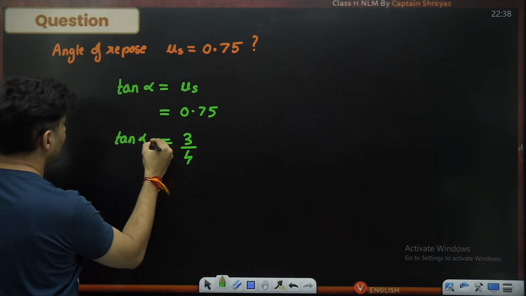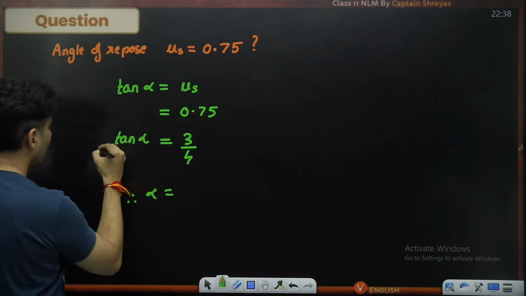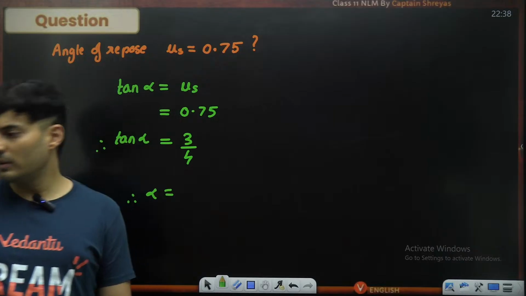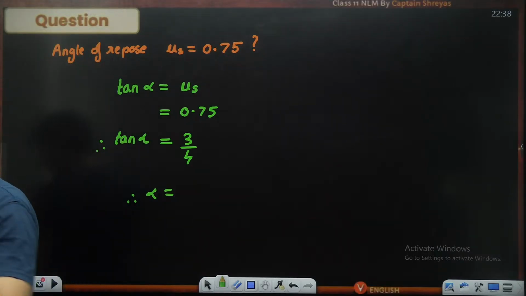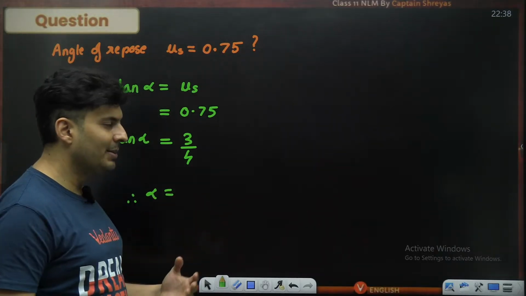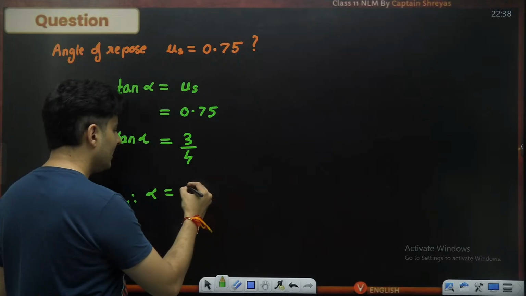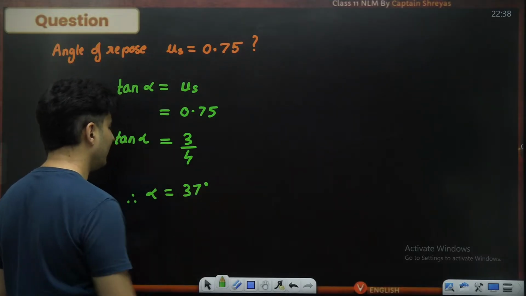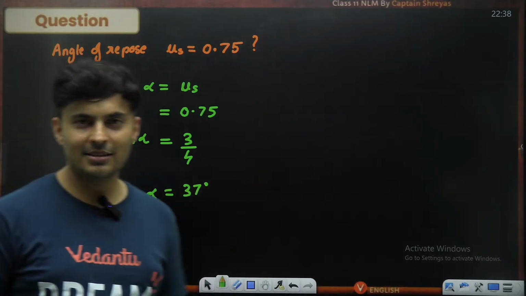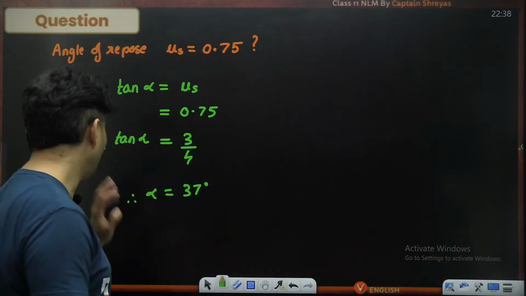So tan alpha is 3 by 4. Can you guess the angle now? Whose tan is 3 by 4? Quickly answer it in the chat box. Whose tan is 3 by 4? Standard 3, 4, 5 triangle. Yes, it is 37 degrees. Simple, straightforward.